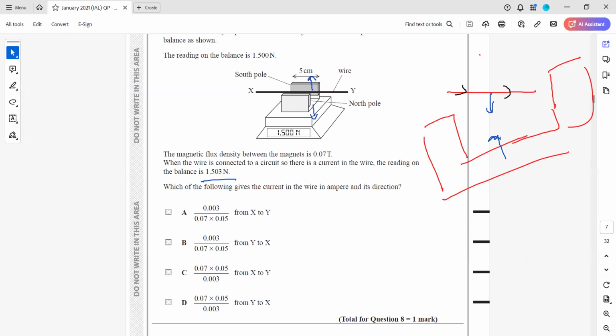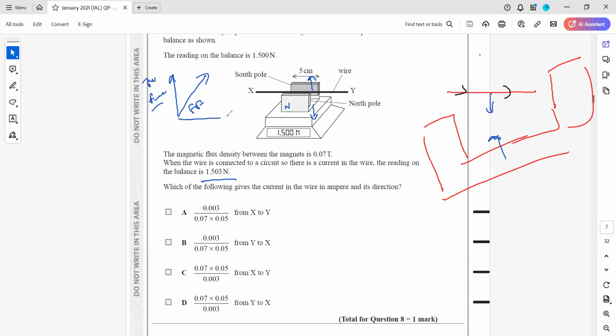And then which rule will you use? You will use Fleming's left-hand rule to work out the direction. Because this is a south pole, this will be a north pole. So your first finger, or index finger, will point towards south. Your second finger, your thumb, represents the force. When you use the left hand, your index finger points towards south and your thumb represents force, which is upward.